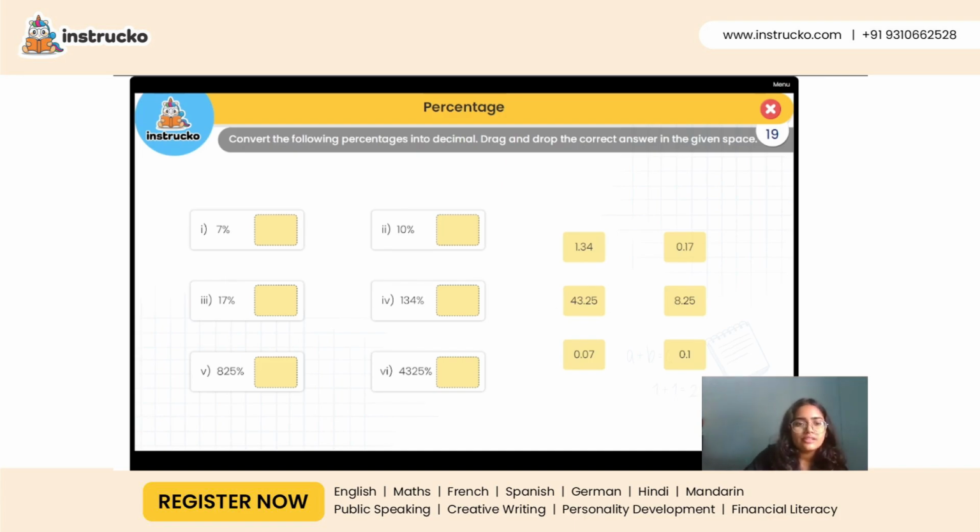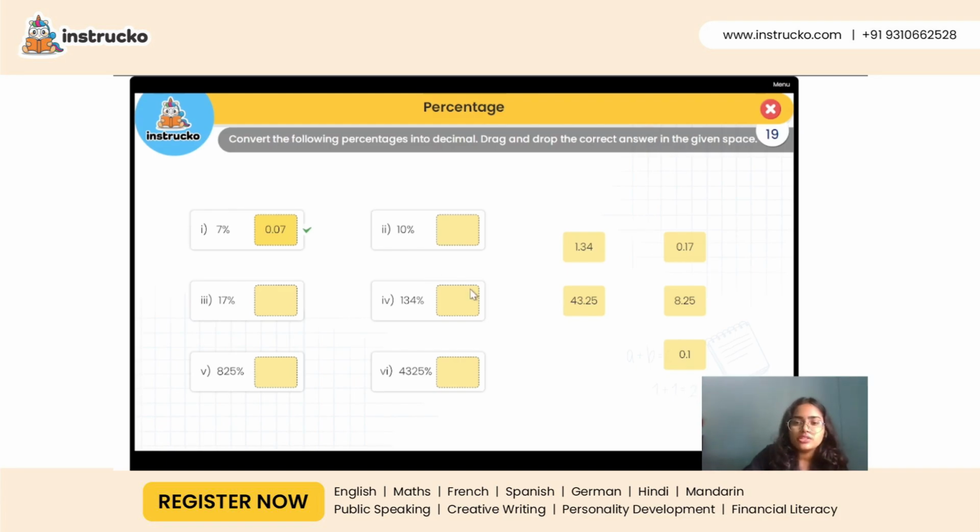Okay, so 7%, which means 7 divided by 100, the answer you should get is 0.07. When you divide a number by 100, what do you do? You move the decimal point two steps to the left of the number, the opposite of what you do when you multiply the decimal by 100. Okay, I hope you know that.